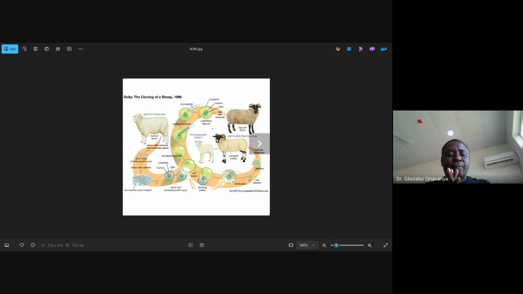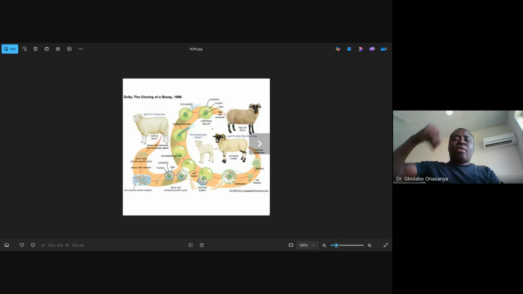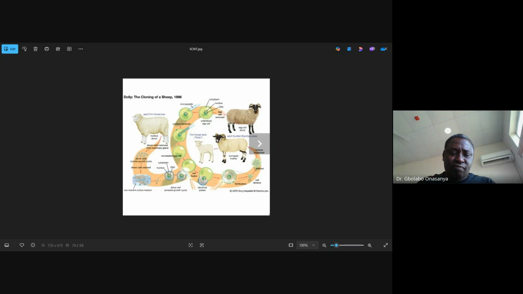Fantastic. So the egg cell comes with its own nucleus. We remove this nucleus from the egg cell, and it becomes enucleated. So we have an egg cell without a nucleus. Enucleation is the removal of the nucleus from the cell.